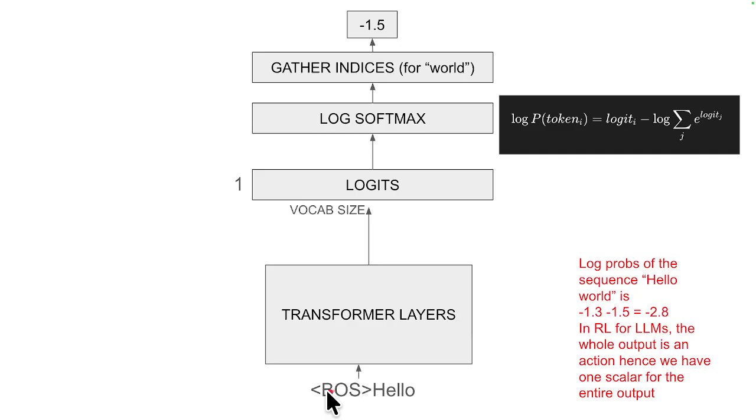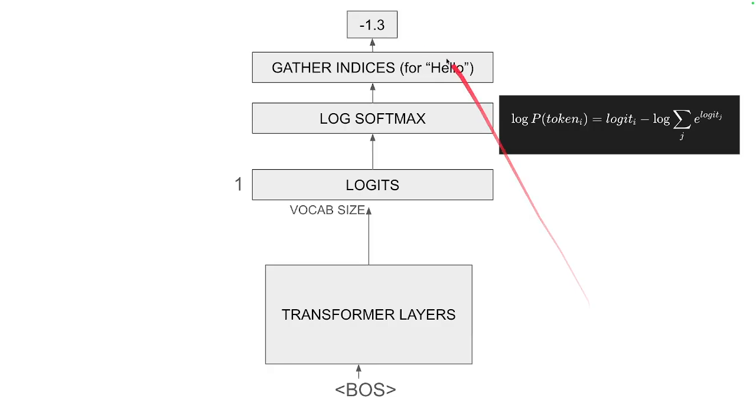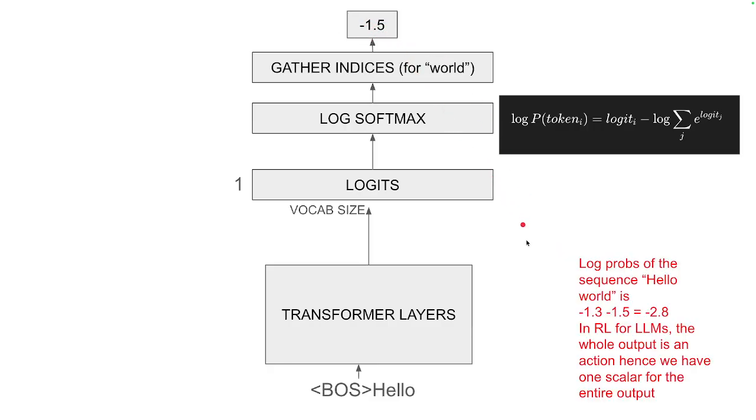Now, if we go to the next token, where you have beginning of sentence and you have already decoded hello, you again pass through the transformer layers. You produce the logits followed by log softmax, and now you just pluck out the value at the index for the word "world" in your tokenizer, and you get back the log prob value for world. So from the previous slide, the log prob is minus 1.3, and in the next slide you have got a value of minus 1.5. These values are negative because you are taking the log of a probability, and probability is between 0 and 1. When you take the log of a value between 0 and 1, you get a negative value. So that's why this log prob is a negative value.